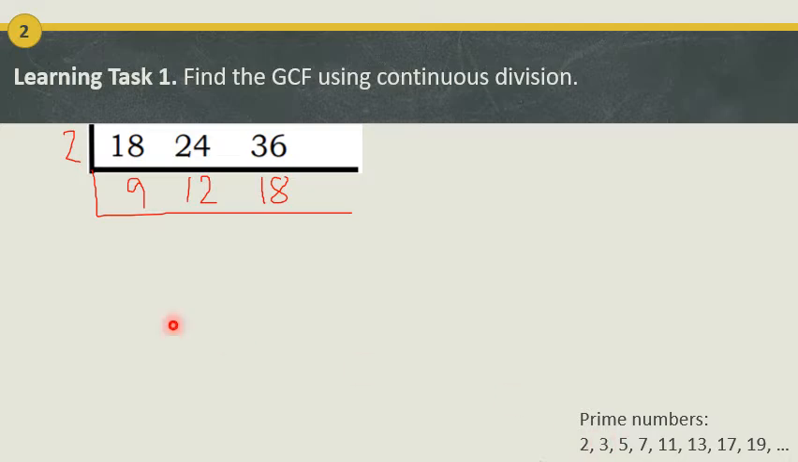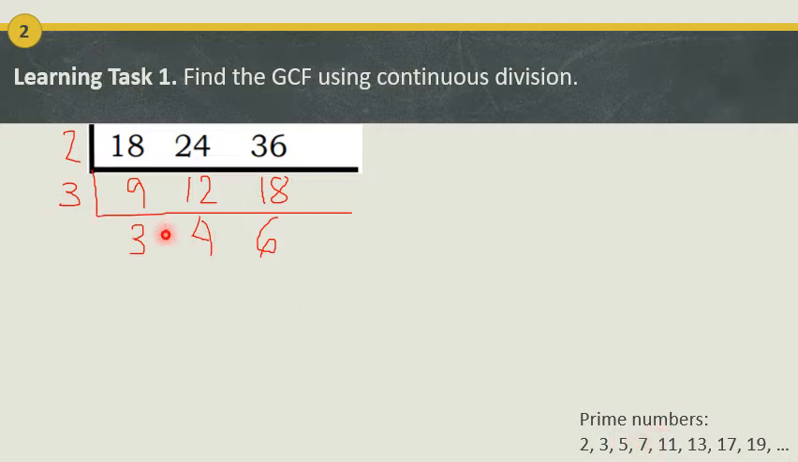How about sa 3? So, lahat ito ay divisible sa 3. So, doon tayo pwedeng mag-divide. So, 9 divided by 3 is 3, 12 divided by 3 is 4, and 18 divided by 3 is 6. Okay, so tingin ulit tayo dito sa prime number natin. So, sa 2, hindi pwedeng i-divide ng 3, so hindi pwede yung 2. Sa 3 naman, pwede ang 3 at 6, pero hindi pwede yung 4, so hindi pa rin pwede.